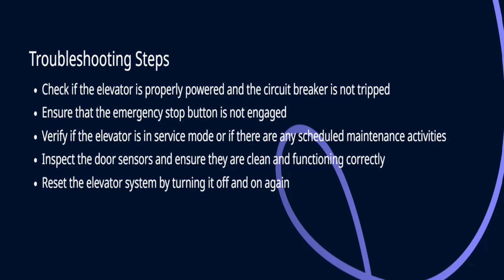Verify if the elevator is in service mode or if there are any scheduled maintenance activities. Elevators may be temporarily disabled during maintenance, so it's important to confirm if such activities are taking place. Inspect the door sensors and ensure they are clean and functioning correctly. Faulty or dirty sensors can prevent doors from opening or closing, which in turn can stop the elevator from functioning properly. Reset the elevator system by turning it off and on again. Just like with other electronic devices, a reset can sometimes solve the issue by rebooting the system.